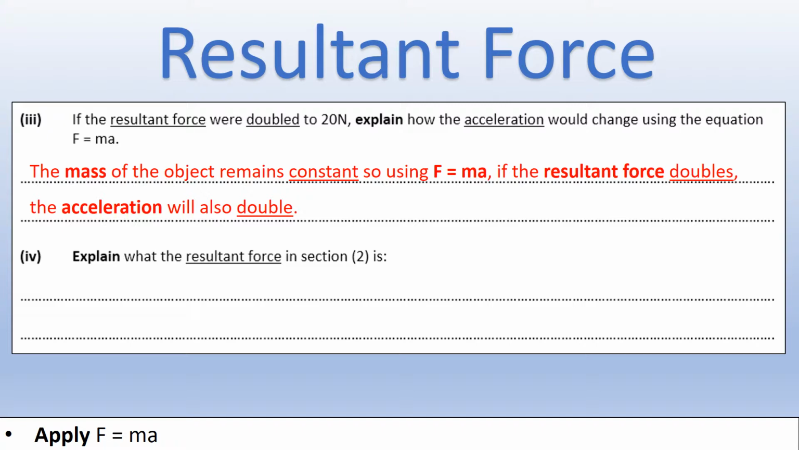And what that means is that if you double the force, you will double the acceleration of the object as well. Now you can try this out for yourself if you're not entirely convinced by this, and just put 20 in as your force and the same thing in for your mass, and you'll see that it comes out with double the acceleration. So you can try that out, but this is the logic I would use to explain it, and the first thing you need to identify is the mass is constant to make this logic work.